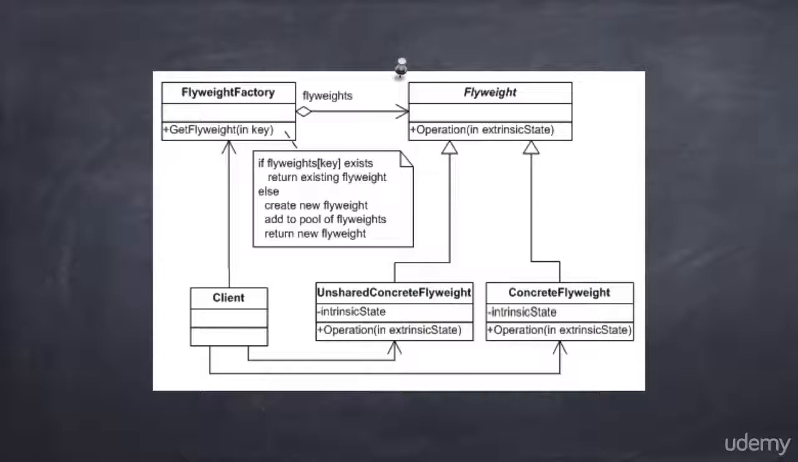The client instantiates a flyweight factory, and every time it needs a new object, it calls the getFlyweight method. The factory uses its internal logic to either return a shared flyweight or an unshared flyweight. But the client doesn't care. It simply uses the object, calls the operation and provides the extrinsic state.